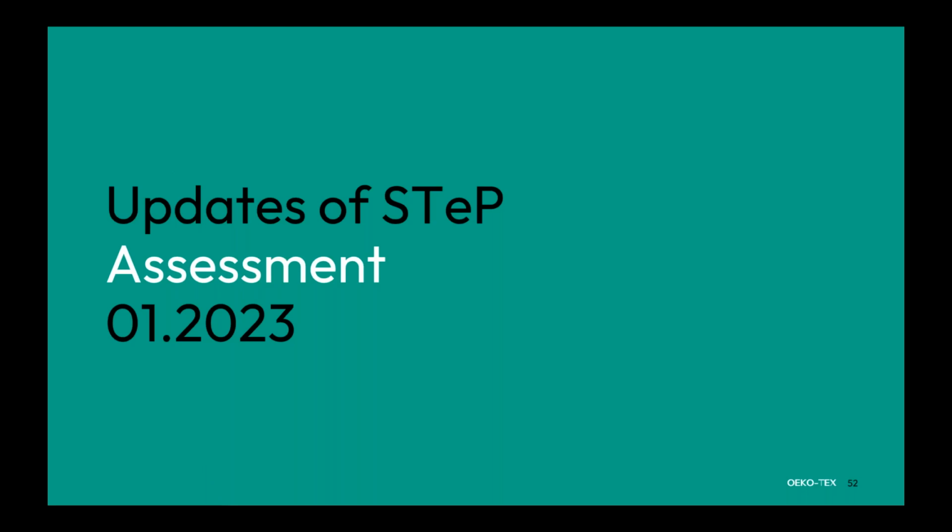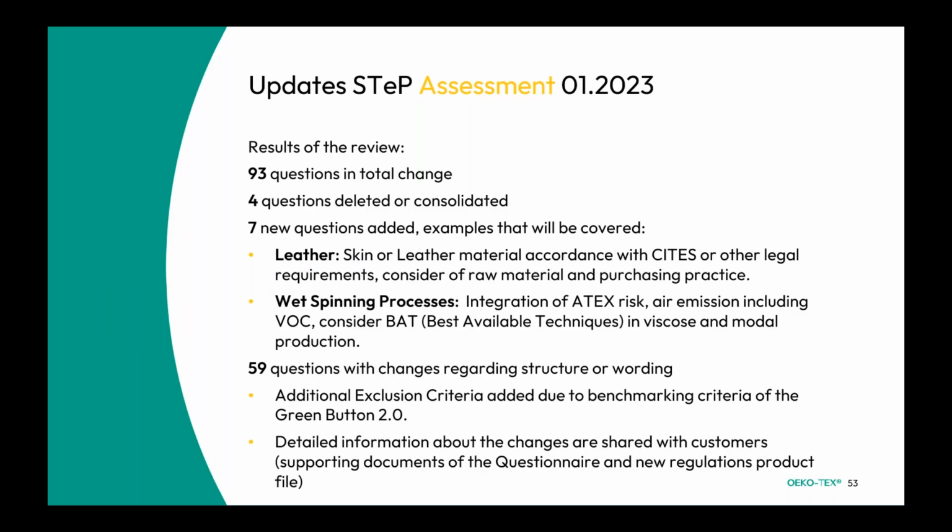We also have some updates from the STeP assessment itself. So we made a big review of the STeP assessment and made a lot of changes. So 93 questions in total have changed. 4 questions have been deleted or consolidated. There are 7 new questions which have been added. Examples cover leather, skin or leather material in accordance with CITES or other legal requirements, consider a raw material and purchasing practice, as well as new questions for the wet spinning process.